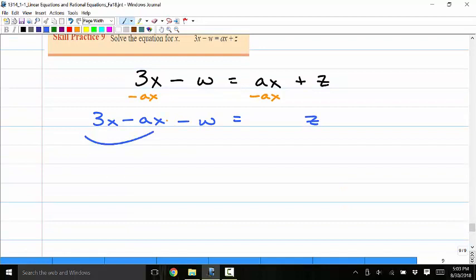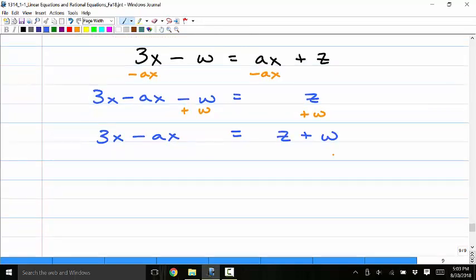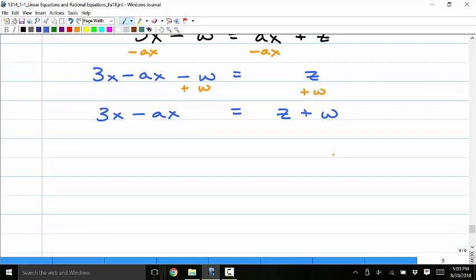Again, I want to get these two things on the left, so I need to move the w to the right. How? I'm going to add w to both sides. I have 3x minus ax is equal to z plus w. Okay, all the x terms are on the left. I have two terms that have an x in it. I want to factor that x out. When I factor out an x, I'm left with a 3 minus an a.